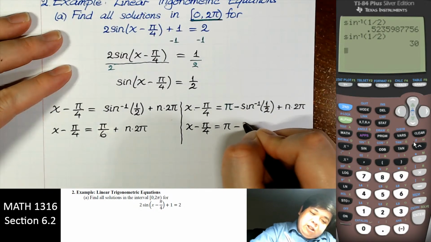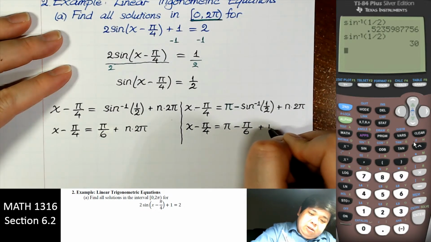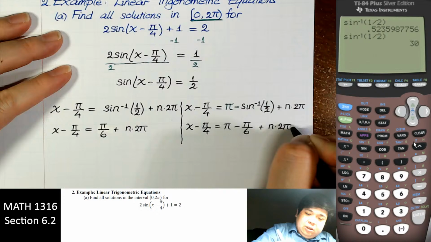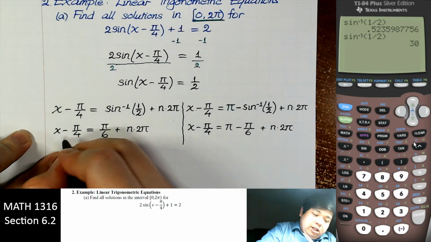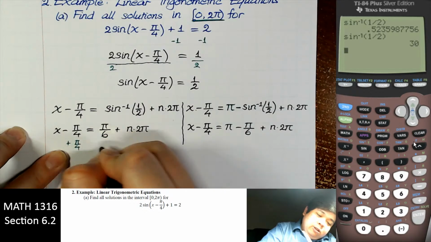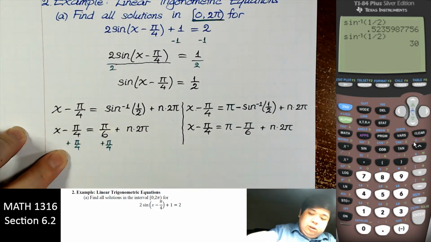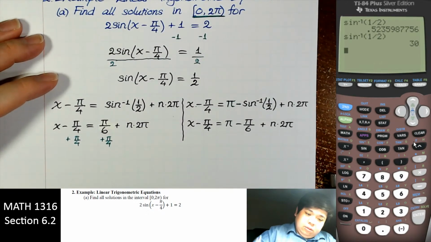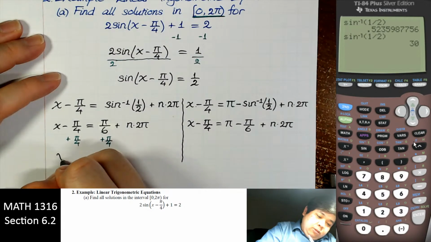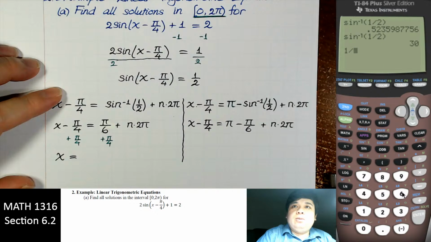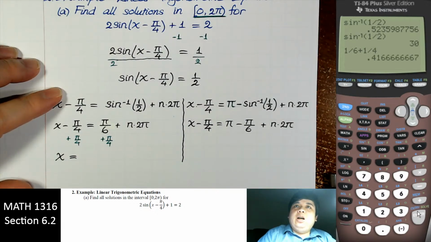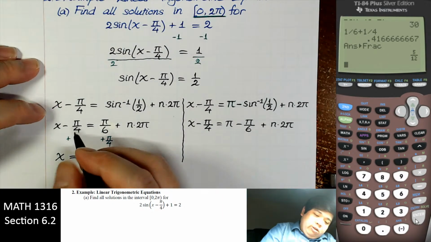And that is pi over 6 plus n times 2 pi. To get x by itself, we add pi over 4. So what is 1 over 6 plus 1 over 4? Right, 5 over 12.